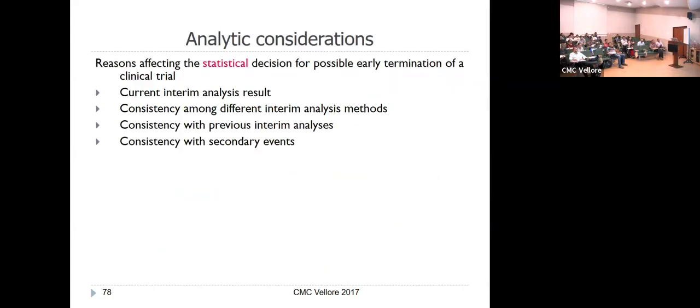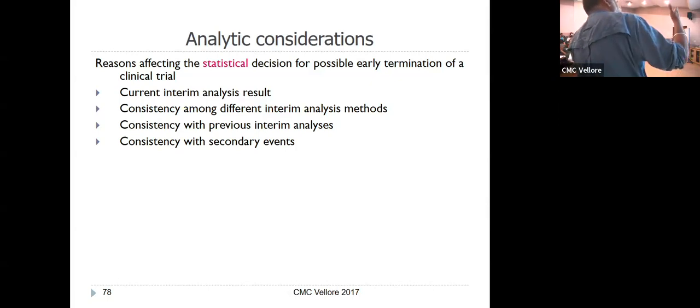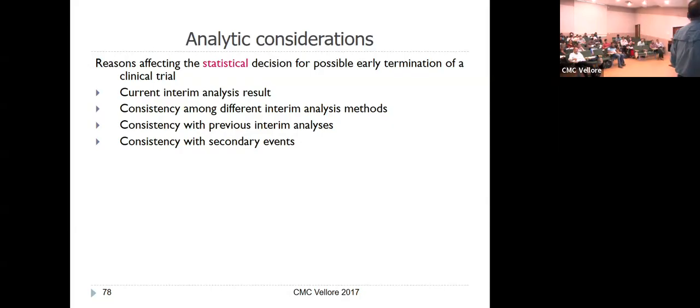So when you make a decision to stop or not stop, when do we have the break? Soon. When you cross the boundary or not cross the boundary, that's the statistical part of it. But you can decide based on your current interim analysis. You can look at the trend in it. Now you're talking about trending statistics or trending p-values. Your consistency with previous interim analysis, consistency with secondary analysis, because the DSMB doesn't want to take this recommendation lightly.